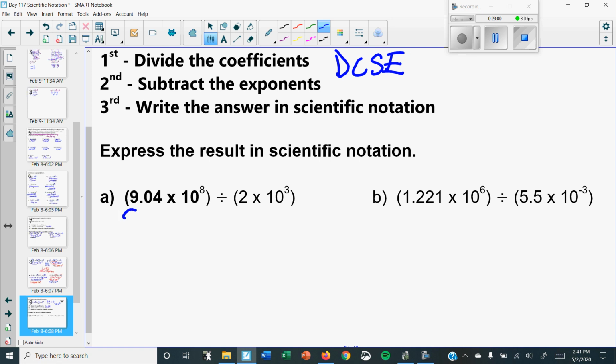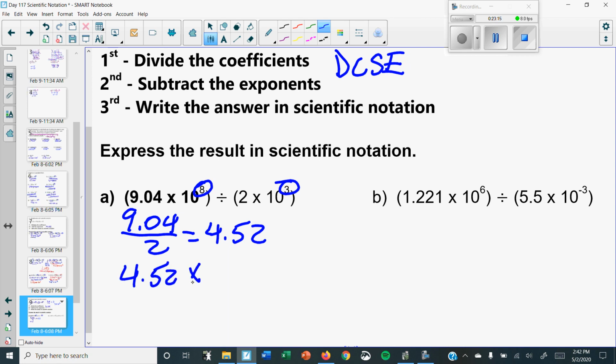Okay, 9.04 divided by 2. When you do that, you get 4.52. When you divide, subtract the exponents, you get 5. 4.52 times 10 to the 5th. Is the number between 1 and 10? Yes? Then that's your answer.